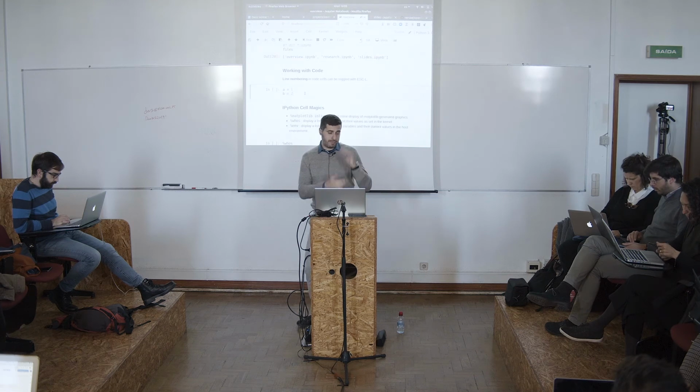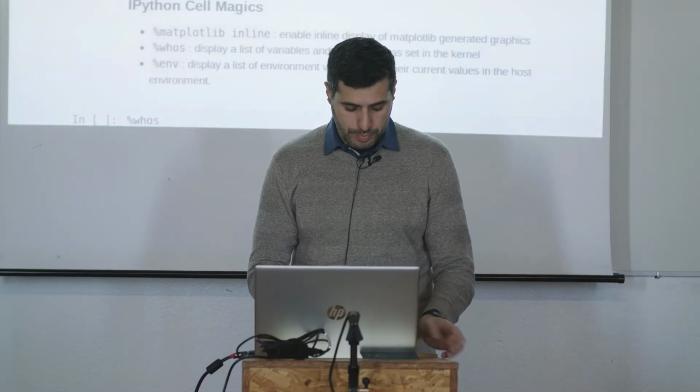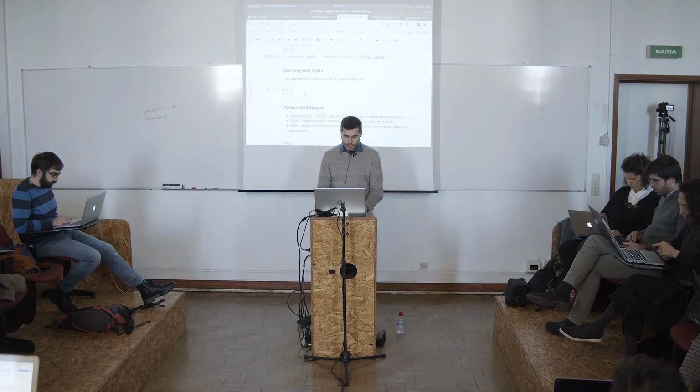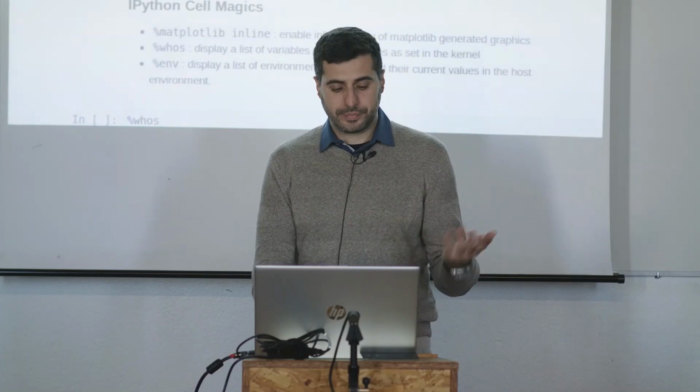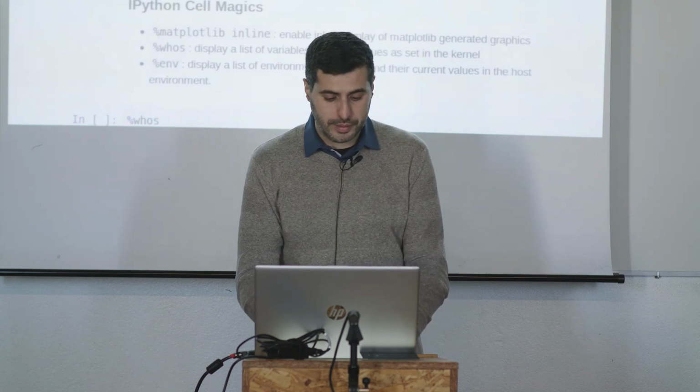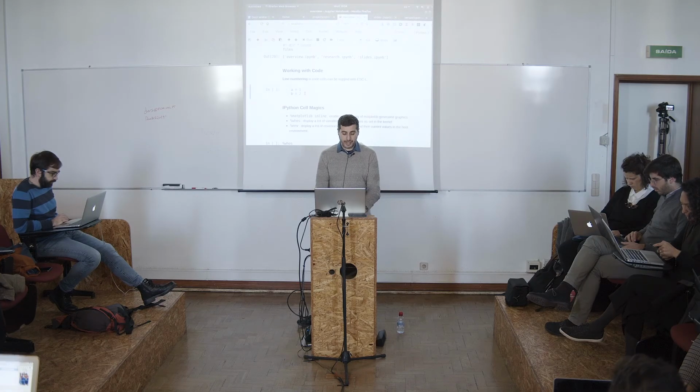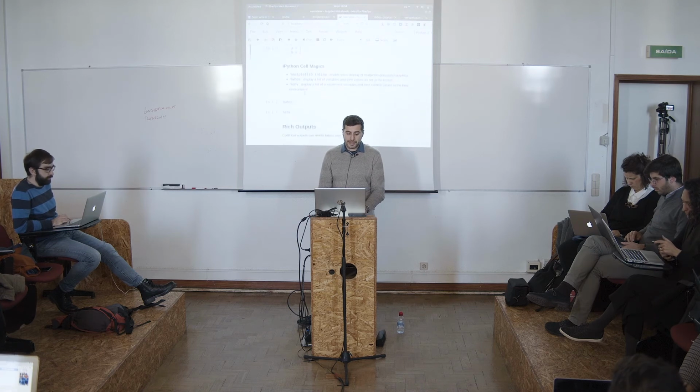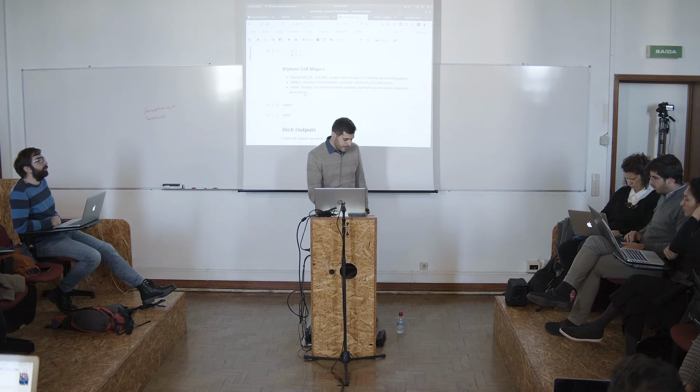Line numbering, when you have a big cell, can also be enabled. You just need to press Escape L or Command/Control M L, and there is enable and disable line numbers. It really depends on your coding style if you want them on or off. They really don't do anything. And there are things called IPython cell magics.